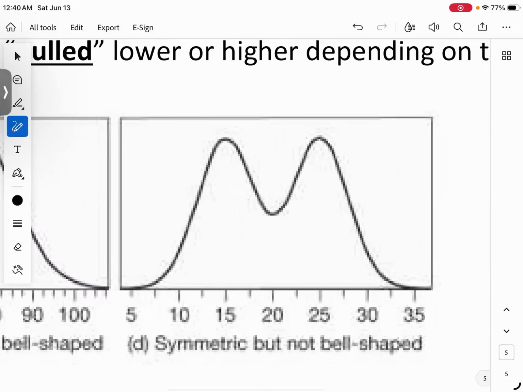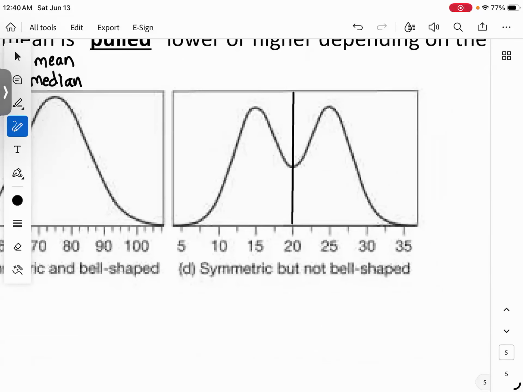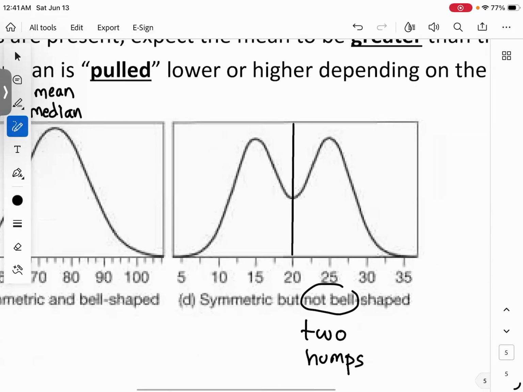This here is symmetrical, but it is not bell-shaped because it has 2 humps. It's got to have just one. But what is still true is that the mean and the median would still be the same and at the middle because of the symmetry.